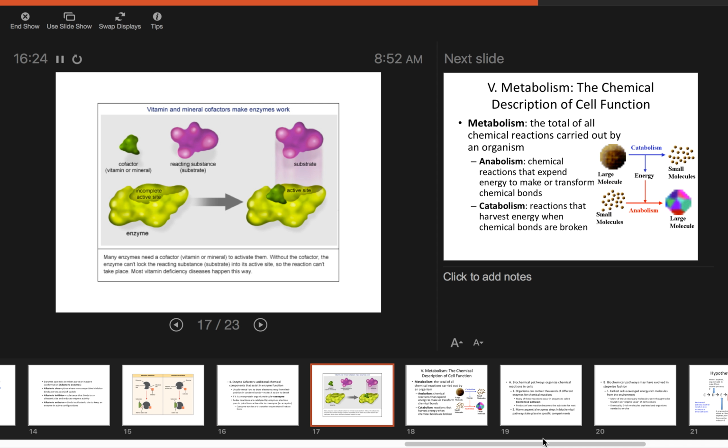So here's an example of a cofactor working with an enzyme. We have this active site, but it's incomplete. The substrate, parts of it match up, but not all of it. So this cofactor will come in with the reactant substance, and now it fits perfectly, and the reaction will take place. So that's how coenzymes work.